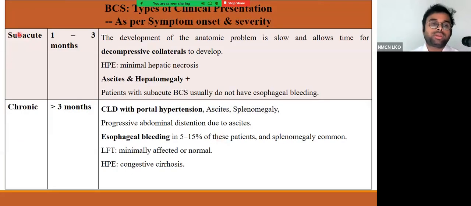In subacute and chronic form, which subacute develops in 1 to 3 months, there is sufficient time for collateral development. So hepatic dysfunction is not that severe. They have variable presentation and may present with ascites and hepatomegaly. Chronic presents in a duration of more than 3 months with CLD, portal hypertension, and esophageal bleeding.